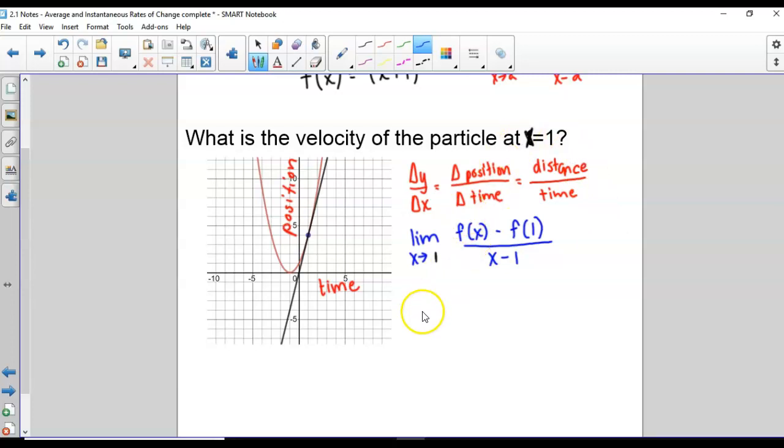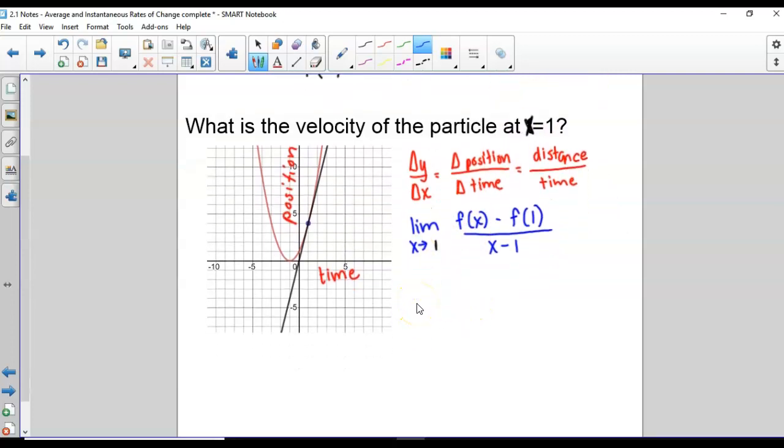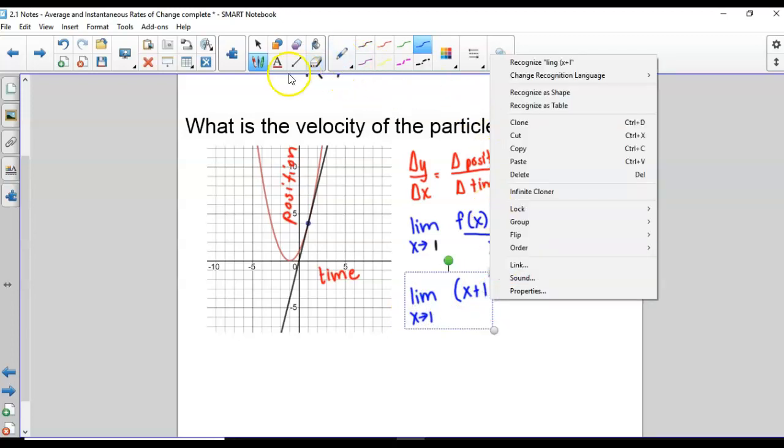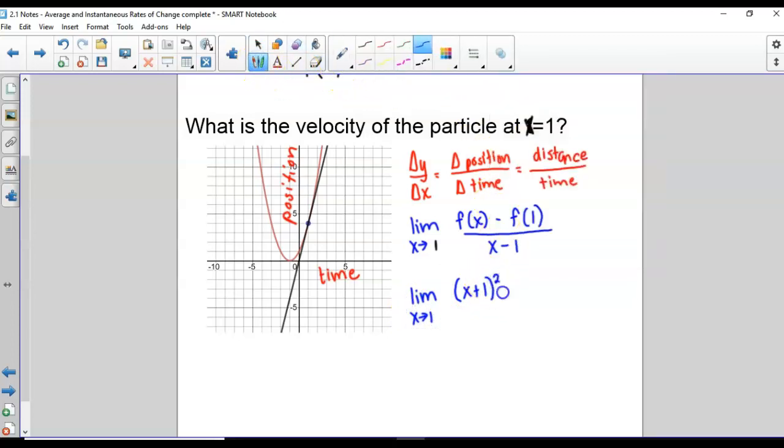So f of x is x plus 1 squared, so I'll have the limit as x approaches 1 of x plus 1 squared minus f of 1. So f of 1, Cameron, what do we do to find f of 1? We look at the graph, and where our x is 1, we look at our y coordinate, and what is our y coordinate here? It is 4.